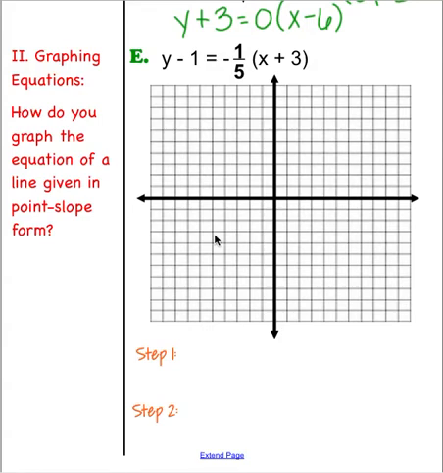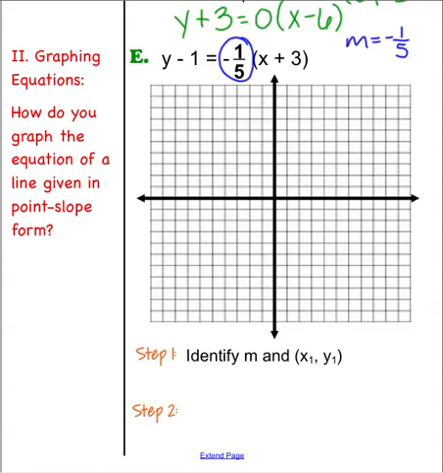The next part of this lesson is going to be with graphing equations that are given in point slope form. For example, we have here y minus 1 equals negative 1/5 times the quantity x plus 3. So our first step is going to be to identify m and our x1, y1. In this case, I know that m is equal to negative 1/5, partially because it's in a fraction form and partially because I know it's outside that parentheses, and that's where m is.